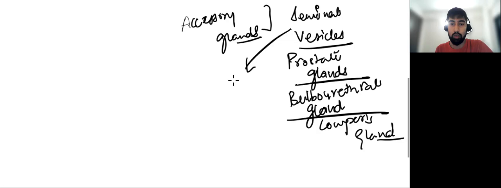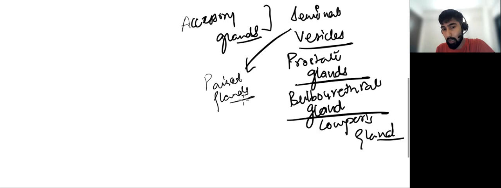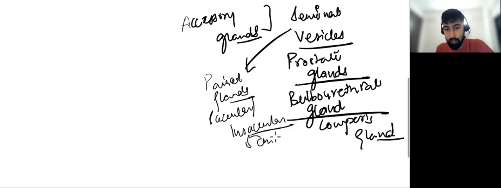If we have to discuss the seminal vesicles, these are paired glands. They can be saccular as well as insecular, right? They are 5 centimeter long, and they secrete the seminal fluid.